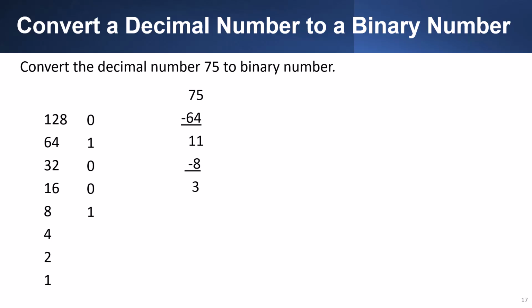Can you subtract 4 from 3 and still have a non-negative number? No. Put a 0 next to 4. Can we subtract 2 from 3 and still have a non-negative number? Yes. Put a 1 next to 2 and subtract 2 from 3. Can you subtract 1 from 1 and still have a non-negative number? Yes. Put a 1 next to 1 and subtract 1 from 1. So the binary number is 01001011.